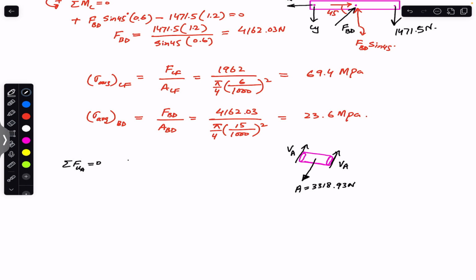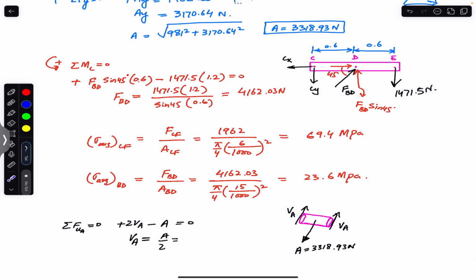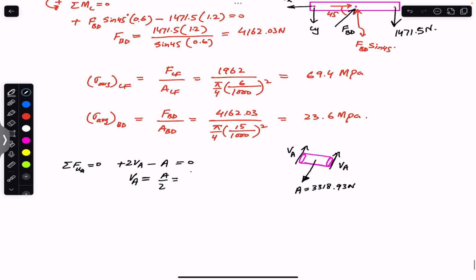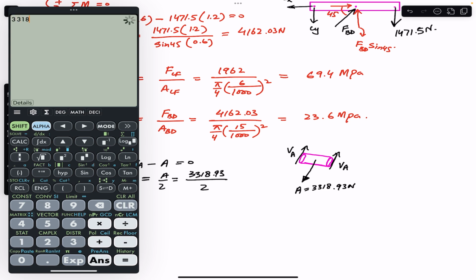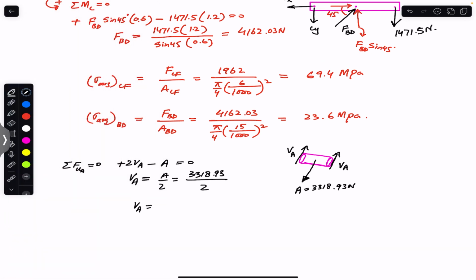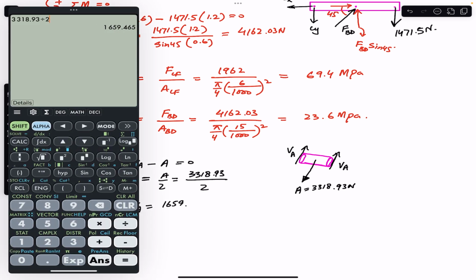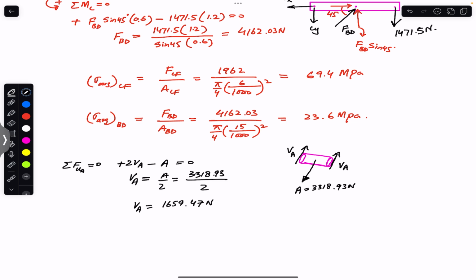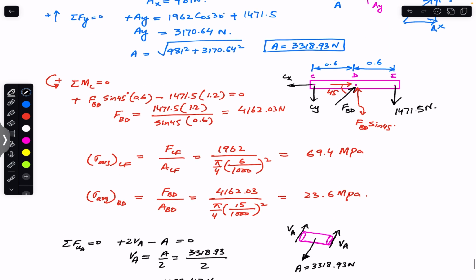So if this direction is considered positive, we will have plus 2VA minus the A force, and this must be equal to 0. From this we can say that the shear force on the cross section at pin A will be equal to A divided by 2. We know that A is 3318.93, so 3318.93 divided by 2 gives us 1659. So VA is equal to 1659.47 Newton.